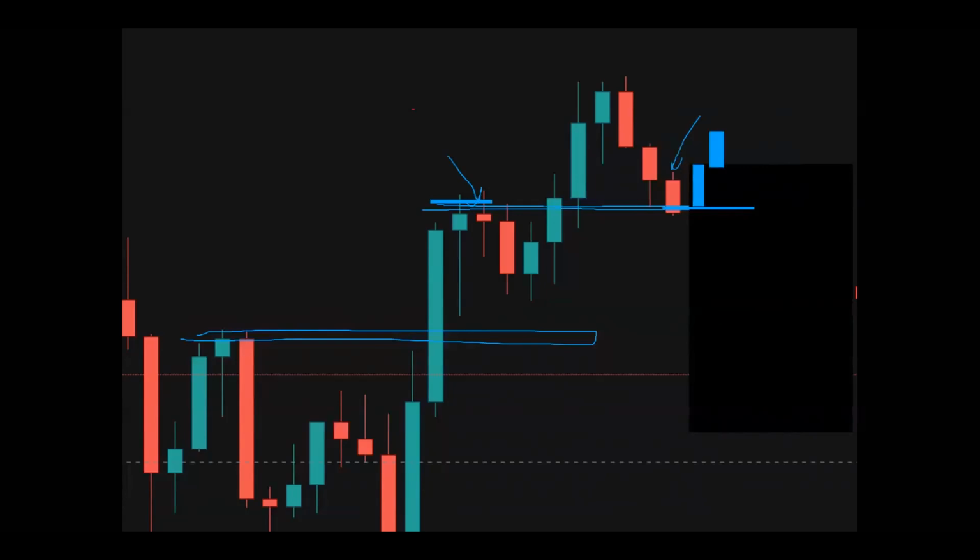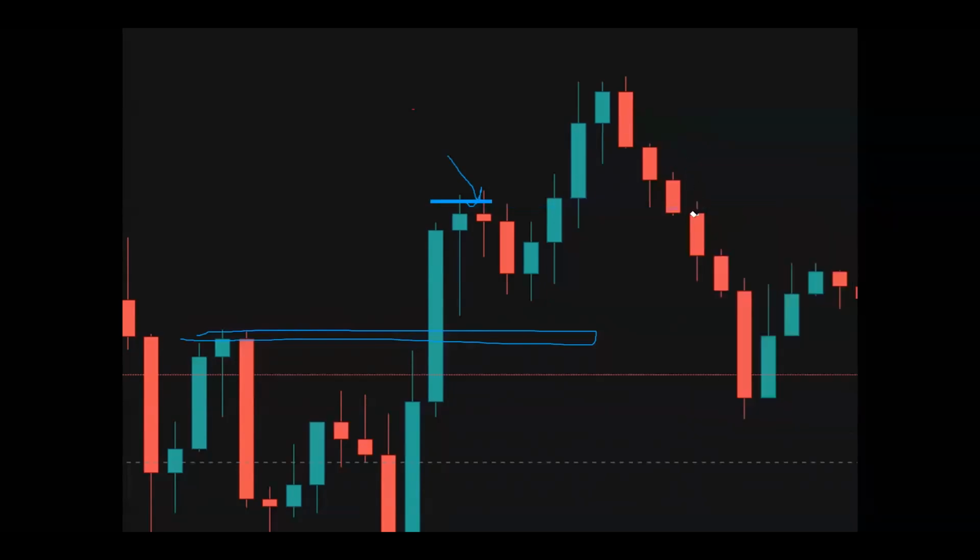So you got to wait for those candles to form, but you did not get that bullish candle. You got all bearish candles. So there was no retest. So we're going to move to our last example now.